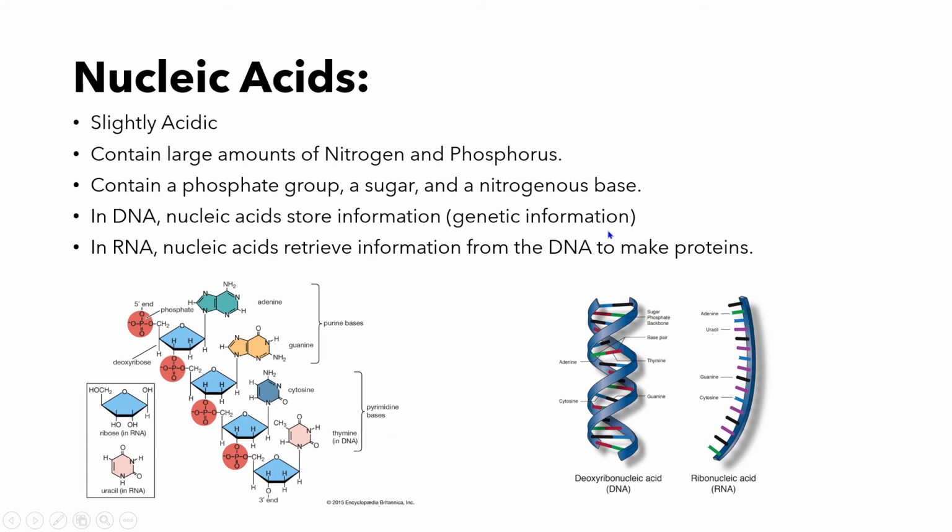DNA stores genetic information, which controls how tall we are, the color of our hair, etc. In RNA, nucleic acids have a different role. RNA actually retrieves the information from the DNA, which allows the RNA to send messages to the parts of our cells to make proteins, which we'll cover in the next unit.